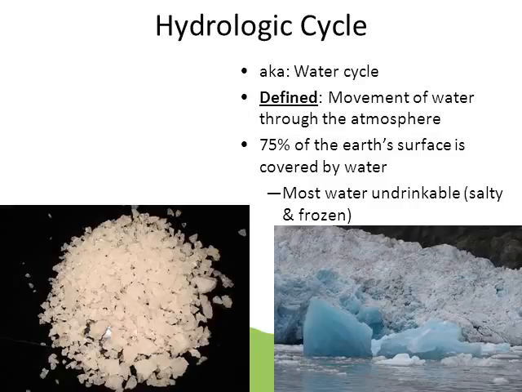So when we talk about water conservation, keep in mind that there's about 7 billion people on Earth drinking from a very small percentage of fresh drinking water. Well, let's go ahead and look at the stages of the water cycle.